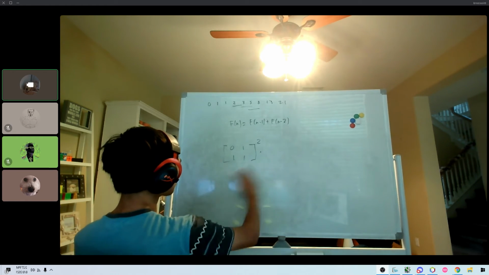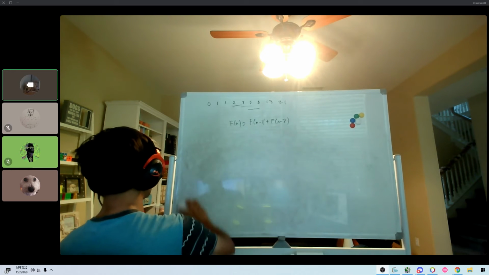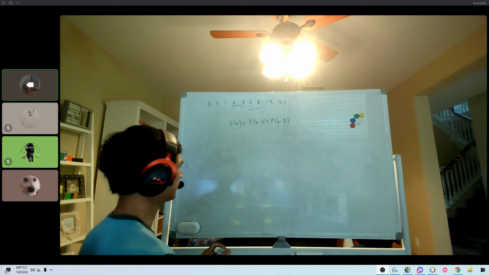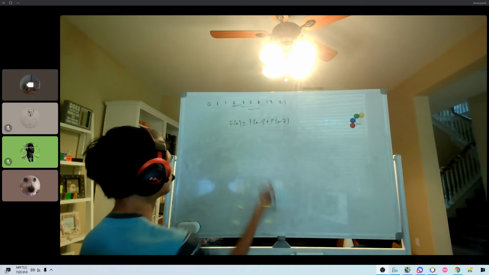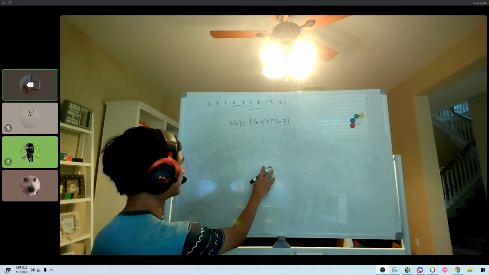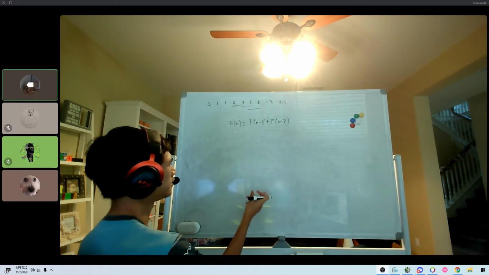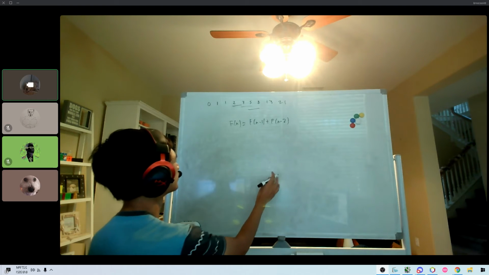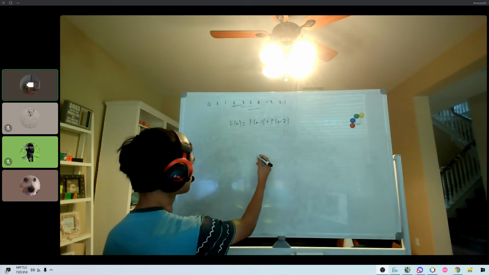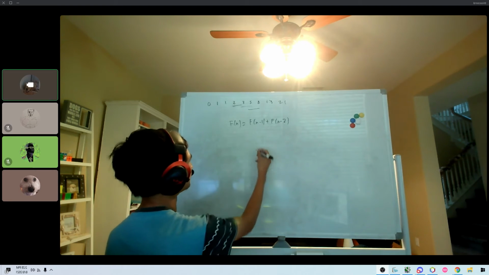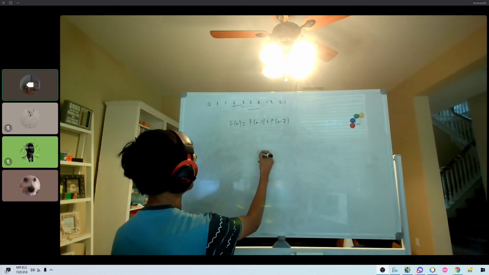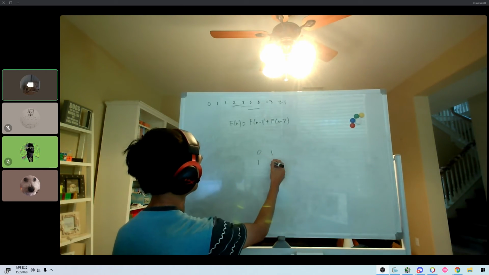So the way that I visualize making transformation matrices is you write out what each cell means. So for example, if I rewrite the one for the Fibonacci sequence, you get 0, 1, 1, 1.